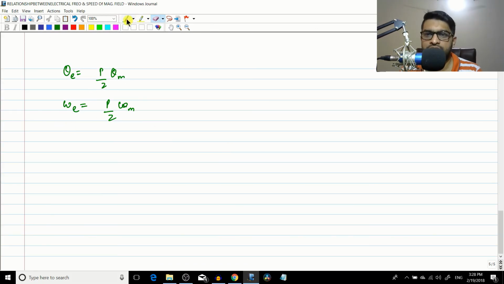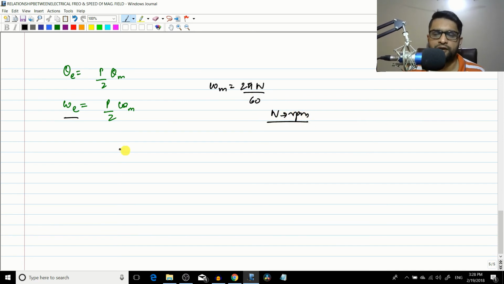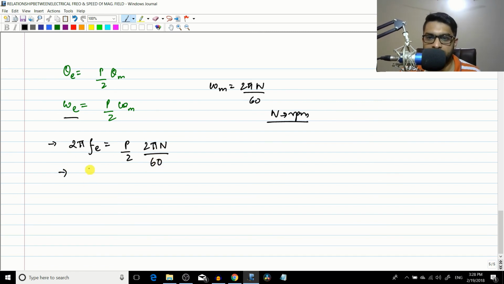Now I don't want this equation in terms of omega actually, I want it in terms of n. So you know that omega m is equal to 2 pi n by 60, where n is in RPM, okay. This is a very well known relation. So I can write 2 pi f electrical is equal to p by 2 into 2 pi n divided by 60, okay. That means if I do a little bit of calculation here, f electrical will be equal to n p by 120, okay. And this n is the speed of rotation of the rotating magnetic field, and therefore it has its name, which is called the synchronous speed, alright.